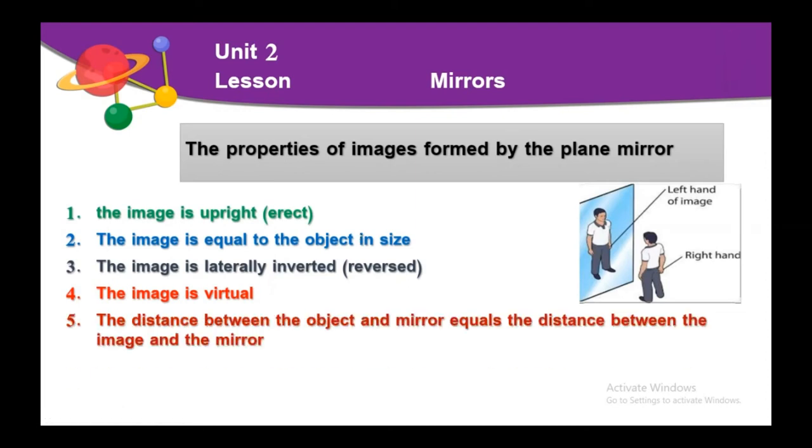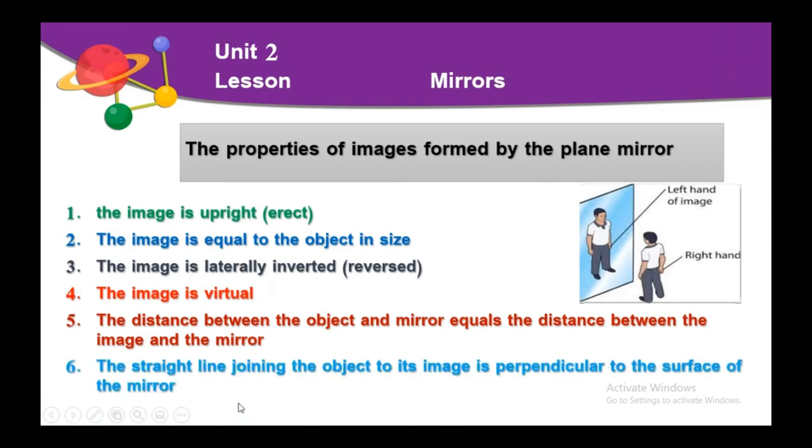Number 5. The distance between the object and the mirror equals the distance between the image and the mirror. The last property, the straight line joining the object to its image is perpendicular to the surface of the mirror.